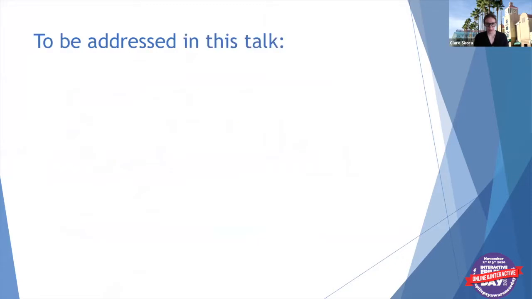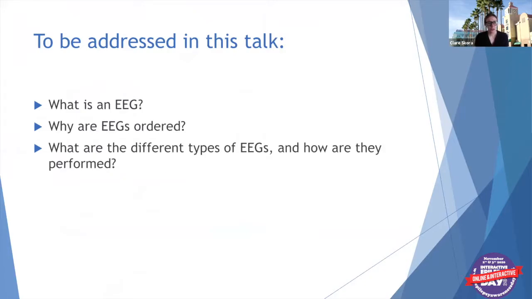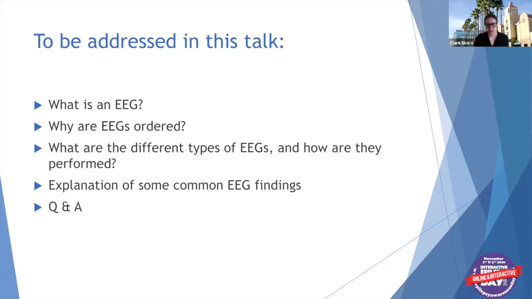So first, to give an outline of what I'll be talking to you guys about. So just to break it down, what is an EEG? Why are EEGs ordered? What are the different types of EEGs? How are they performed? Who reads EEGs? And then I'll go through an explanation of some common EEG findings, showing you some examples and giving you a sense of what they mean and how to interpret them. You guys will be EEG experts coming out of this talk, hopefully. And then hopefully at the end, if there's any questions that come up, we'll have some time for questions and answers.